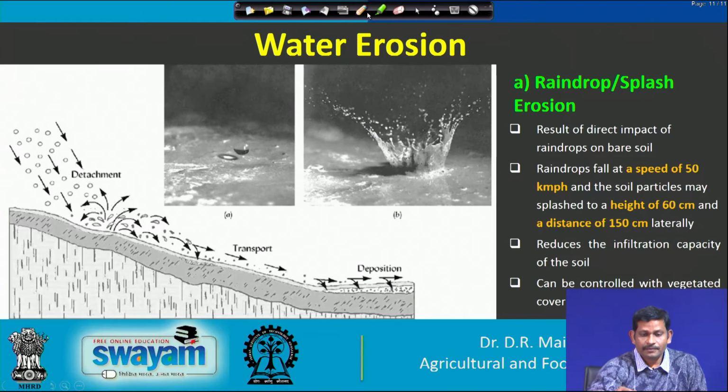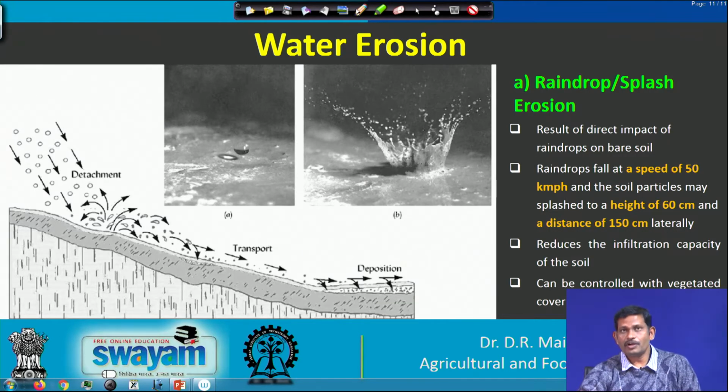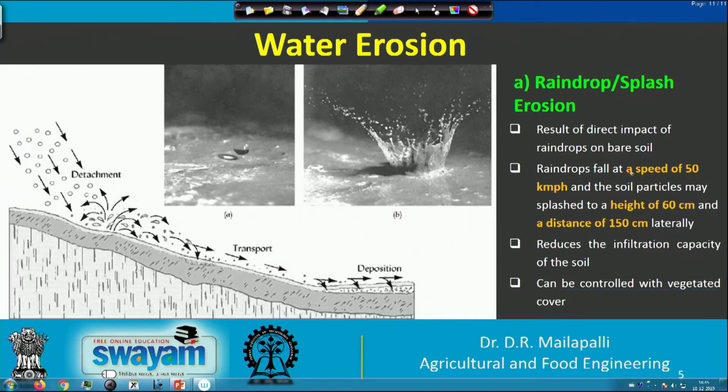In the case of raindrop or splash erosion, if you see in this picture, this is the result of the direct impact of raindrops on bare soil, as I mentioned before.